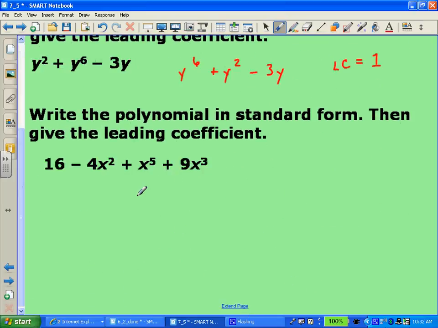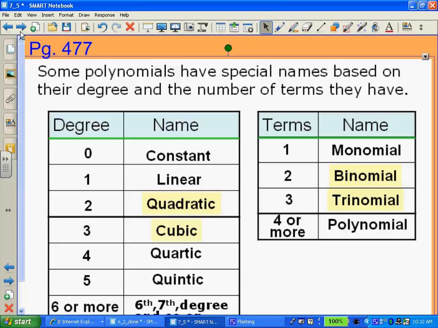Okay, and one more here. Looks like we're going to start with x to the 5th. Then we got 9x to the 3rd. Then we got -4x squared. And then +16. And again, my leading coefficient here is just 1. Alright, so that's how we write a polynomial in standard form and give the leading coefficient.